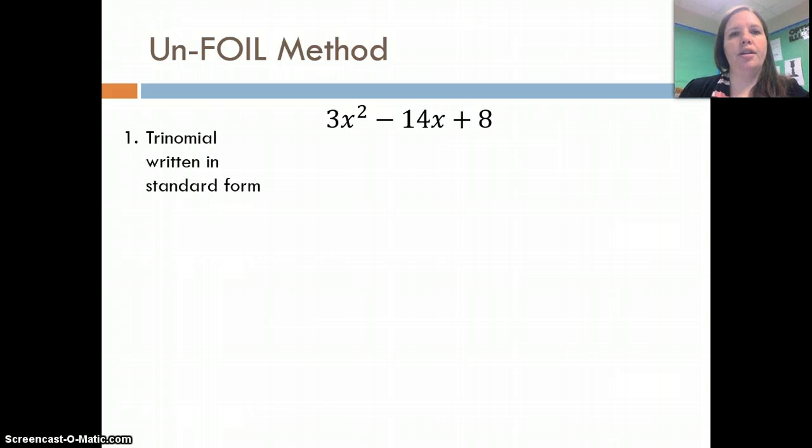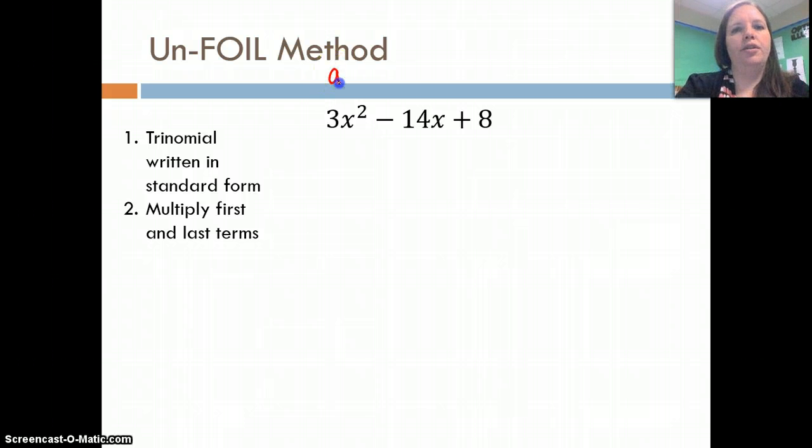Okay, so if we look at the steps here, number one, we want to make sure our trinomial is written in standard form. Number two, we're going to take the first and last terms and multiply them. In standard form, a polynomial is written ax squared plus bx plus c. So what we're really doing is taking that ax squared term and multiplying it by c.